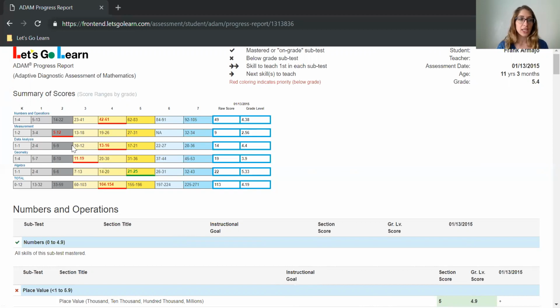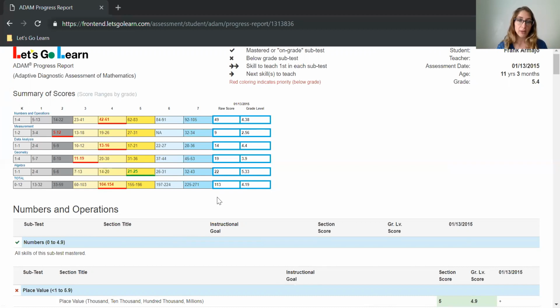Now, each of these sections has a different number of skills. So we can see the bulk of the skills are in numbers and operations, 105 total by the end of seventh grade. And then there are fewer skills in measurement, data analysis, geometry, and algebra. But overall, ADAM assesses potentially 271 skills in mathematics up until the end of seventh grade. And a lot of these skills may be taught in 8th or 9th grade as well, but we're looking at the foundational skills before a student reaches pre-algebra, algebra, or reaches their integrated math.